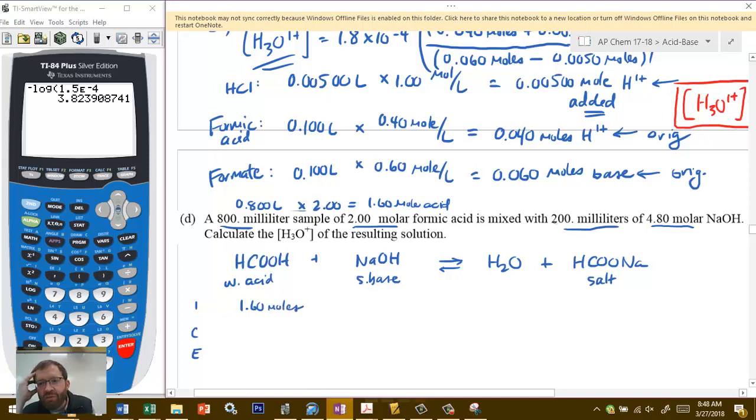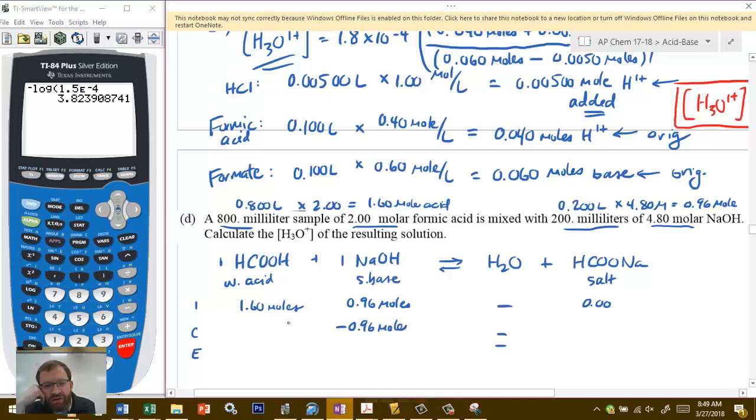For the base, we have 0.2 liters times 4.8 moles per liter, and that comes out to be 0.96 moles of our base. Put that in here. Now, since these are, as is often the case in these kinds of questions, a 1-to-1 ratio, we can tell that the acid is in excess here. The base will be completely used by this reaction, but not all of the acid will be used. Water, we're not interested in, as always, so we can blank it out. The base hasn't begun to form yet. So as this happens, all of the base will be used up, and an equal amount of the acid will be used up.